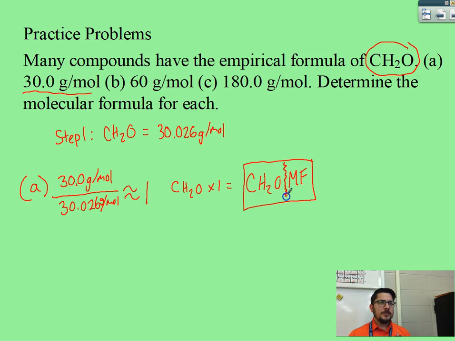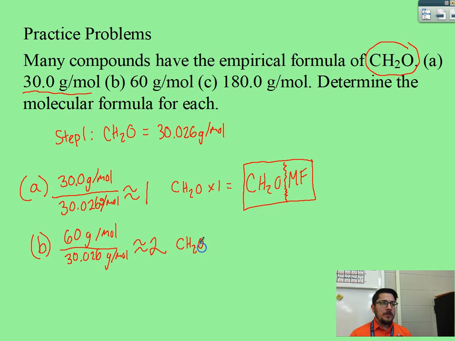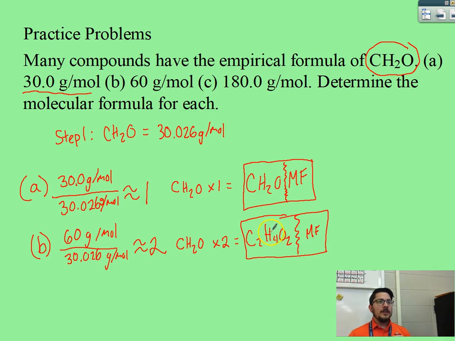I'll put a little line here just so I know it's on the formula. Letter B, same thing. This time I have a molar mass of 60 grams per mole. Divide by the same molar mass of the empirical formula, and I will get about 2. So that means that the empirical formula, all these little subscripts, I'm going to multiply them all by 2, and I will get C2H4O2. And this is going to be the molecular formula for letter B.